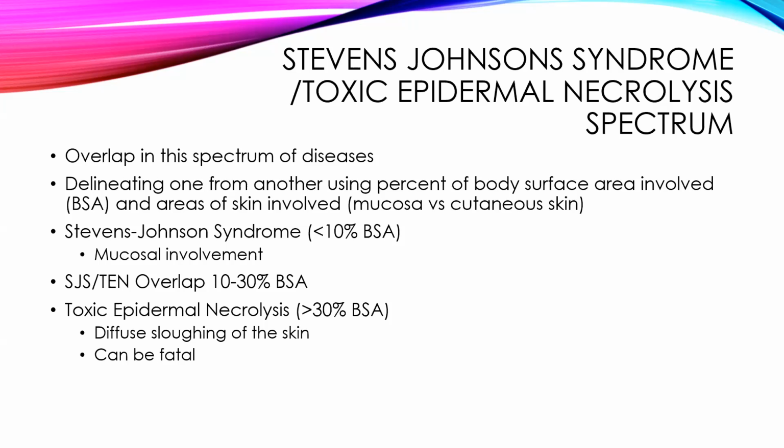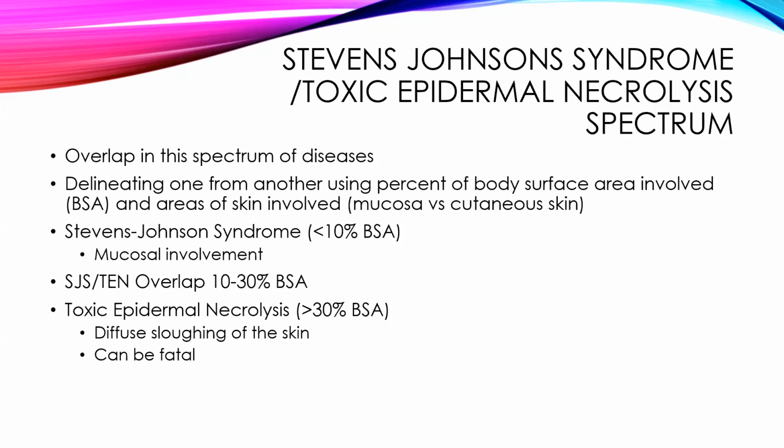So to delineate one from the other, we're going to use the percent of body surface area involved, which is called your BSA. Your BSA, or body surface area, is equivalent for 1% to your palm size. So 1 palm is 1% body surface area. So if I was to ask you to look at a patient and tell me the body surface area, you would approximate how many palms of skin in that size are on their body.